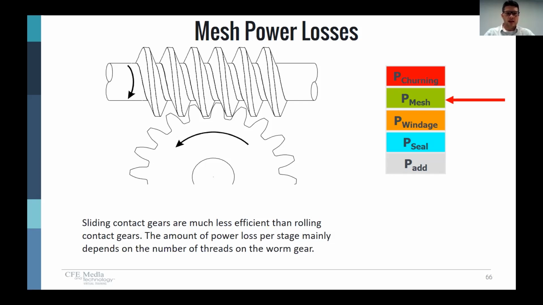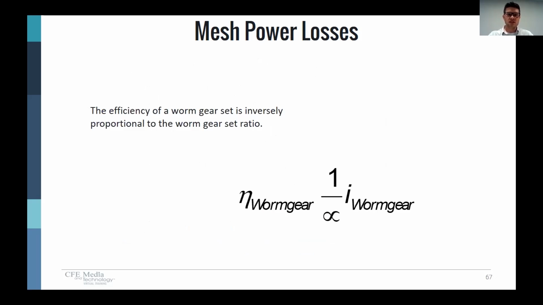A worm gear's power loss is actually dependent on a couple of different factors: the ratio, and how many teeth are on the worm gear itself. The efficiency of a worm gearbox is inversely proportional to the ratio. So as that ratio goes up, your efficiency is going to go down.